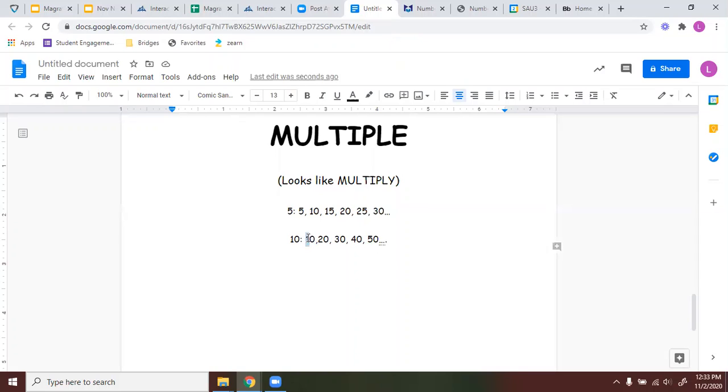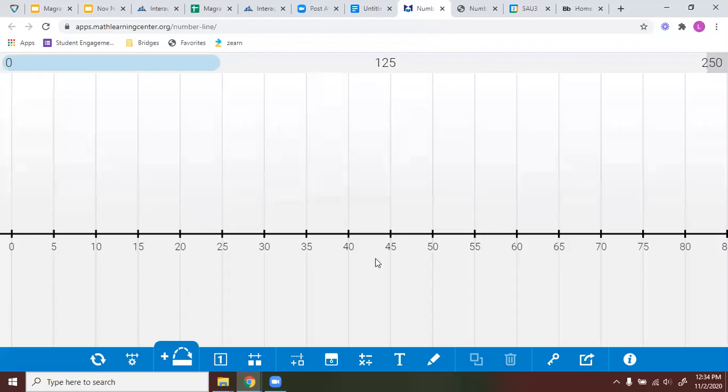So here, I noticed that this 10 would be like 10 times 1, or 1 times 10, one group of 10. 20 is 2 groups of 10, so 2 times 10. This one would be 3 times 10, 4 times 10, and 5 times 10. So we're going to be getting into multiples as we start to learn a little bit more about multiplication. And we're going to talk about multiples a little bit while we're doing some rounding today. So on this number line, we have to place some numbers.